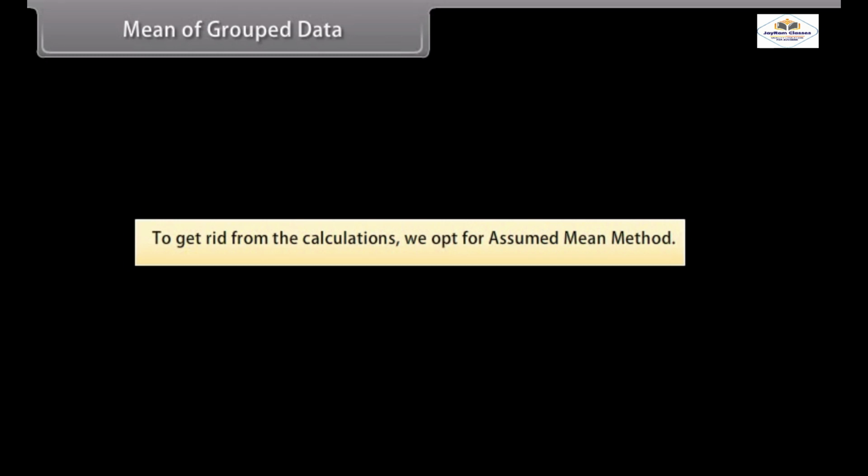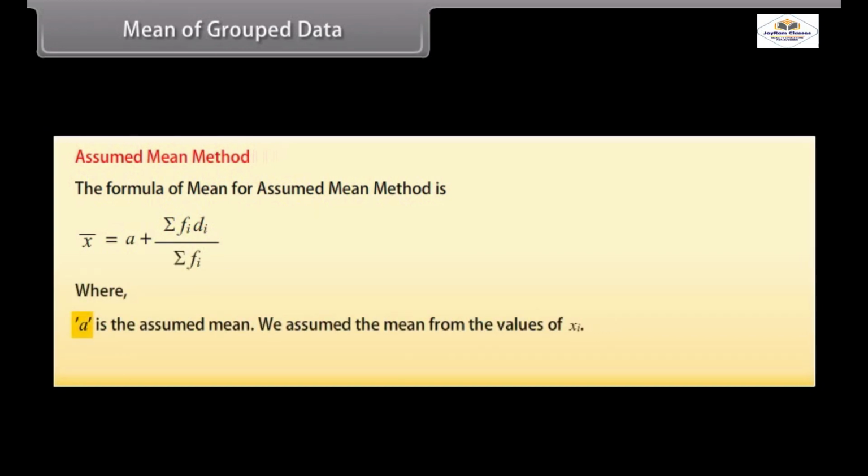Mean of grouped data. Sometimes the product of xi and fi becomes too large that this method becomes quite time-consuming. To get rid of calculations, we opt for assumed mean method. Assumed mean method. The formula of mean for assumed mean method is x bar equals a plus summation of the product of fi and di divided by summation of fi, where a is the assumed mean. We assume the mean from the values of xi. di is equal to xi minus a.